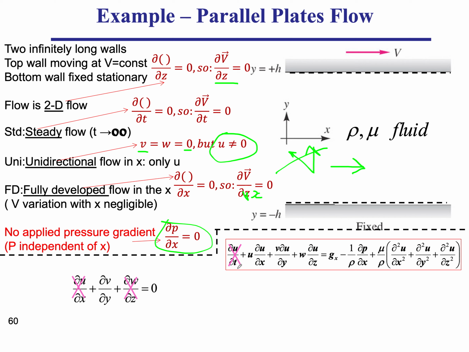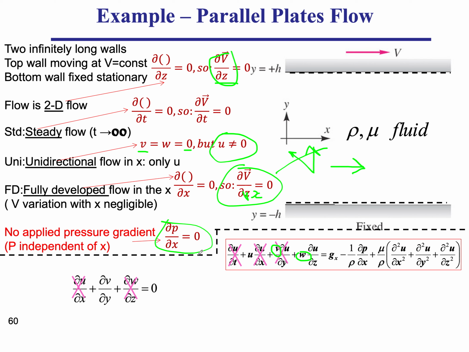du/dt is 0 because it's steady flow. In u du/dx, we have a du/dx, and it's fully developed, so that cancels out. And then my flow is unidirectional, so my v is 0, so that cancels out. Also, because the flow is unidirectional, my w is 0. Or I can invoke the assumption of two-dimensionality, dw/dz is 0. So either the w is 0 or that is 0, and both of them are actually 0.